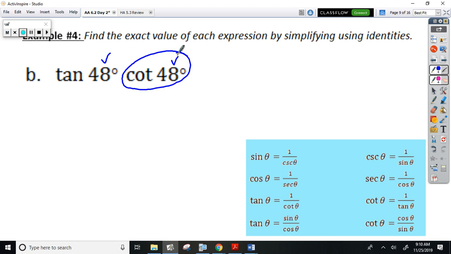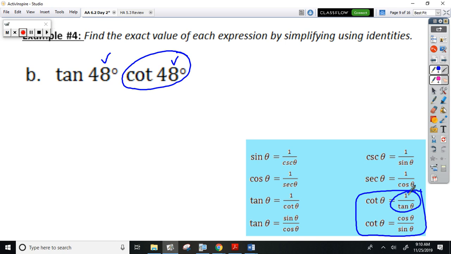All right, cotangent. There are 2 formulas for cotangent on our sheet. Again, use your formula sheet. Which one do you think we would want to pick, the top one or the bottom one, based on what else is in that problem? The top one, because it already has a tangent in it, so we want it to have a tangent in it, and we'll see what happens.